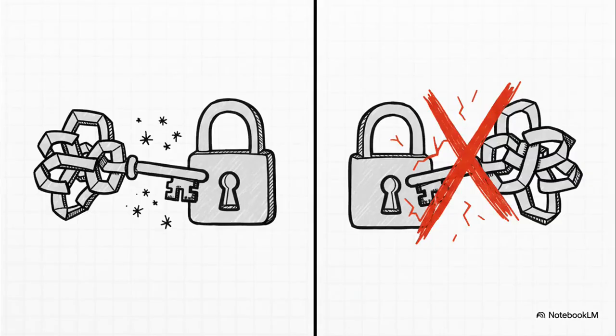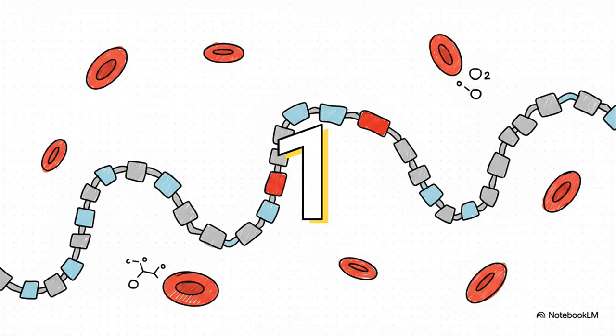So here's the absolute most important thing to understand about proteins. Shape is everything. Its specific, carefully folded 3D structure is what allows it to do its unique job. And if that shape changes, even just a tiny, tiny bit, well, the consequences can be massive. Let me give you a really powerful example.